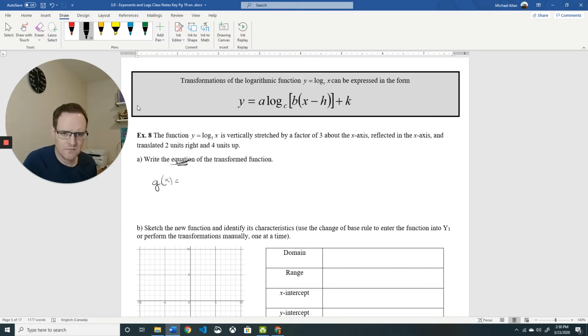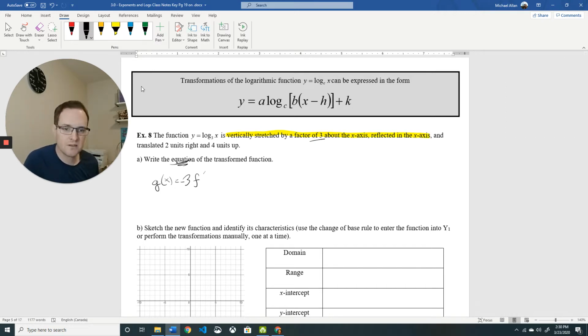Now, to start off with, I always like to write it out as function notation, then put in the function after the fact. So a vertical stretch by a factor of 3. A vertical stretch, remember, that's your a value. It's reflected about the x-axis, so that also means our a value is negative. Do we have any horizontal stuff here? So we've done our vertical stretch and reflection. There's a translation, and that's it.